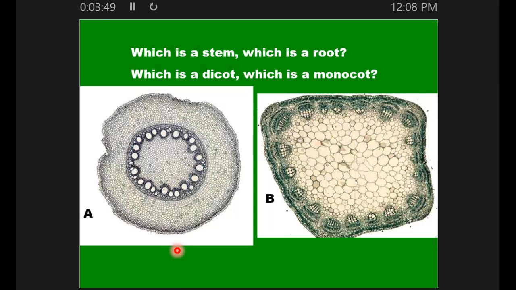So when you're trying to figure this out, you zoom in on the vascular tissue and you look, where is it in respect to everything else? Especially when you look at a cross section like this, right? So it's really trying to get down the design of the vascular tissue. There's differences depending on if it's a monocot or dicot or a stem versus a root.